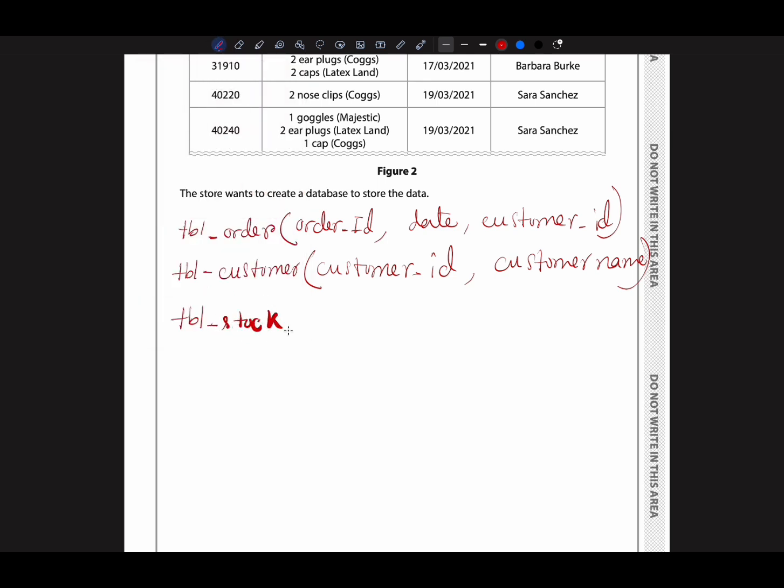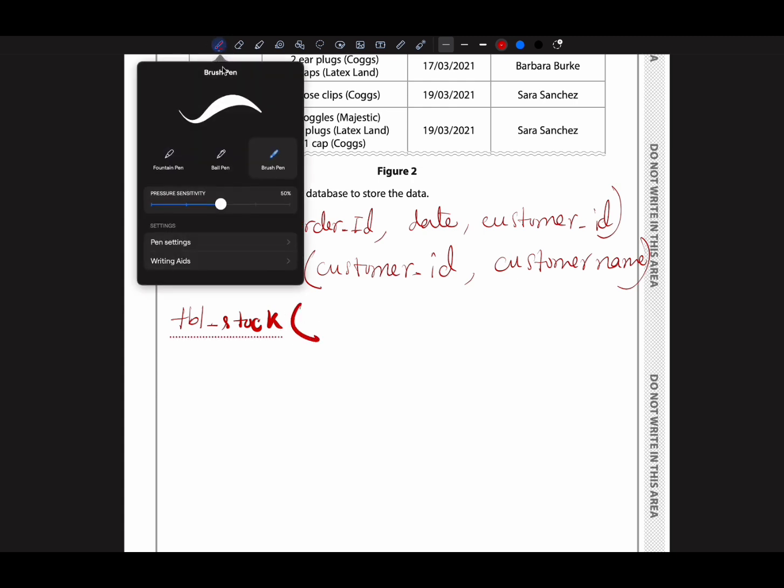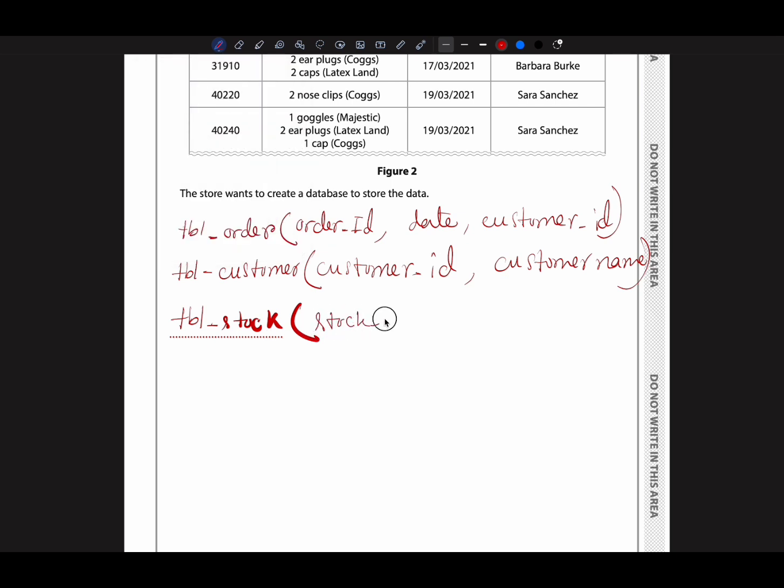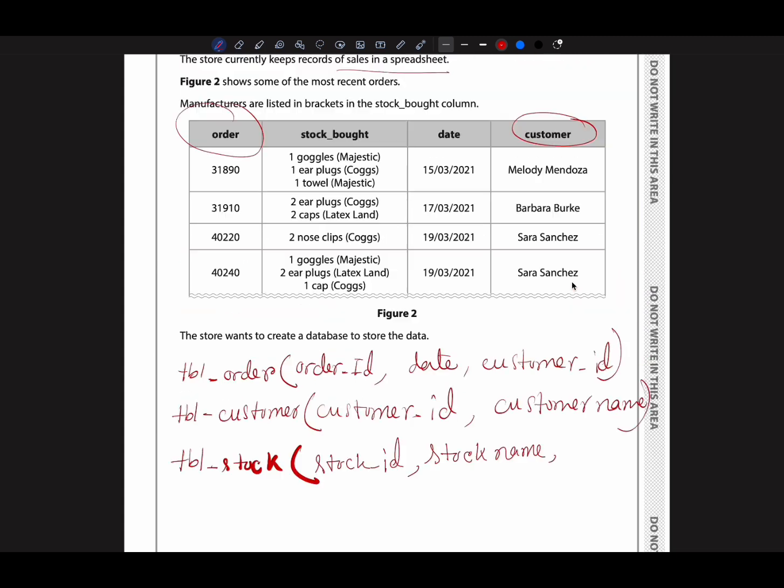Table stock, and table stock obviously has stock ID and stock name as well. What type of stock it is, right? We need the name, and we also need the ID of the manufacturer, like who made this type of stock, right? Because there's the name of the manufacturer, we can use manufacturer ID, short MFG ID.